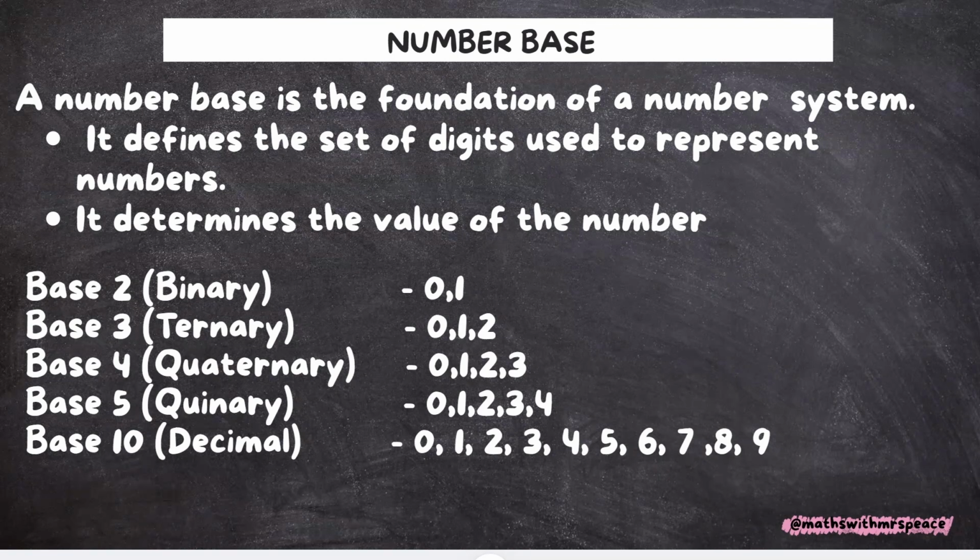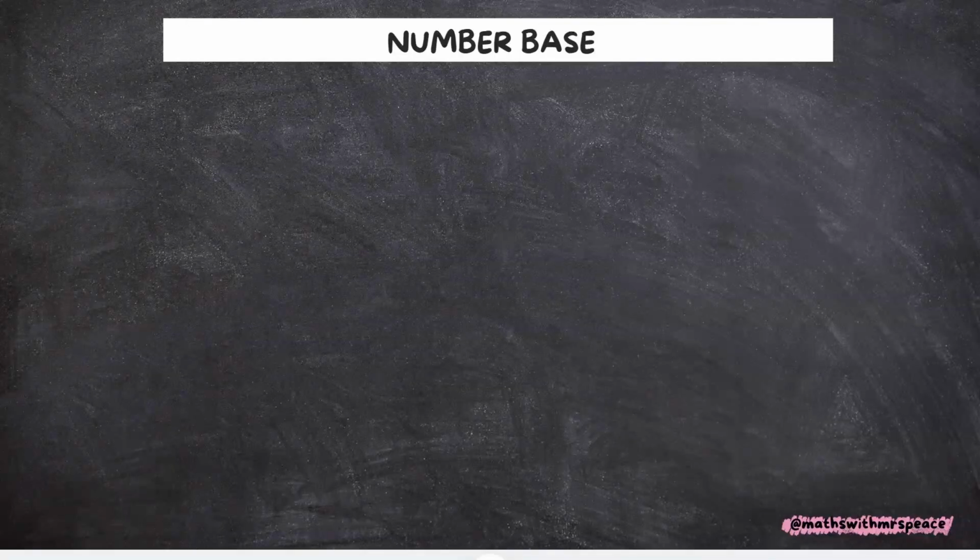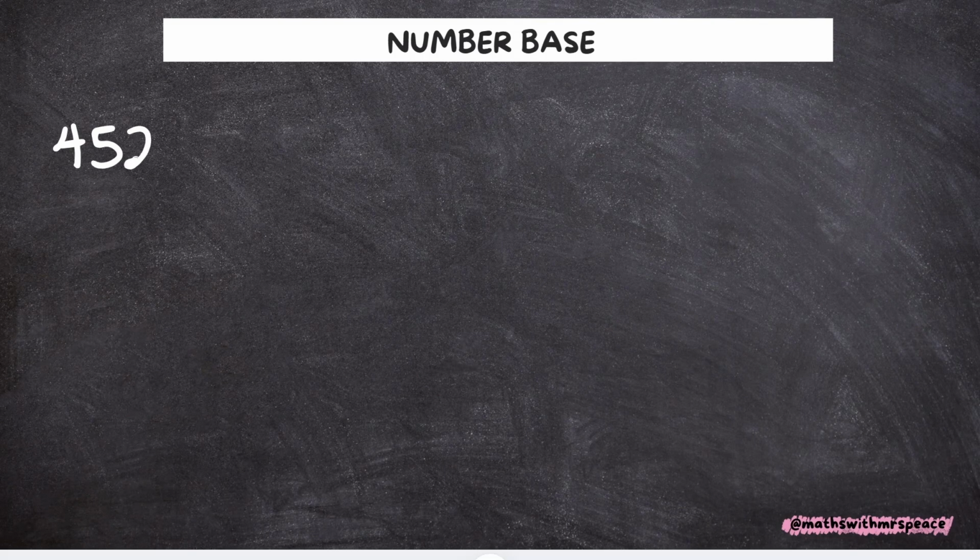Now let's talk about how the number base determines the value of a number. We already know that the position of a digit in a number determines its value. What I want us to learn today is that every place value is a power of the base. So, for example, the number 452. Now, if you see a number like this without any subscript indicating the base, it means that this is a number in base 10. We don't bother with bases when we write our everyday counting numbers anymore.